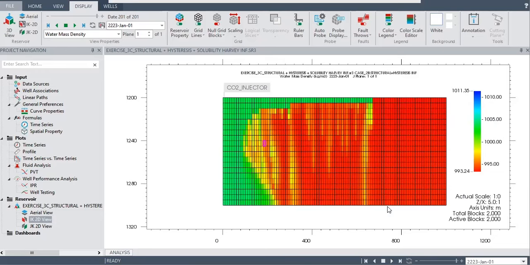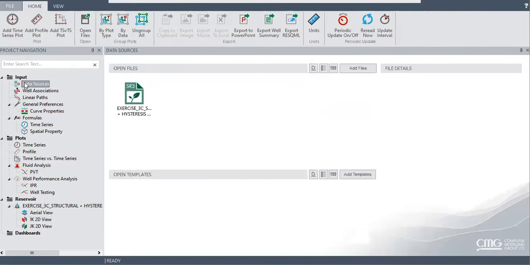Because if CO2 wants to escape to the upper side, it must experience hysteresis trapping later on. It must experience the residual trapping later on, which will reduce the amount of CO2 that can escape at the top section of the reservoir, of the aquifer, right? Okay, so now let's compare the case with the infinite or limited aquifer.